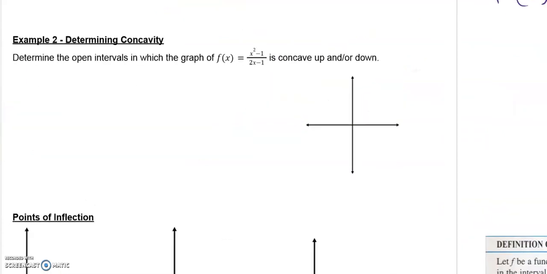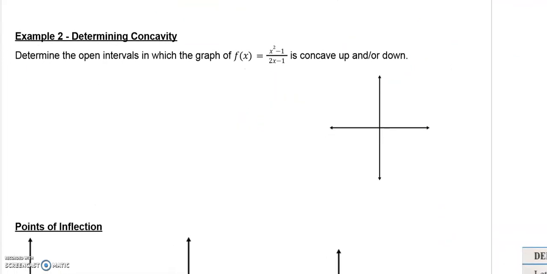Let's look at this one, strictly looking at the graph. Because if you find the second derivative of this, it's kind of a beast. The first derivative doesn't look that bad, but the second derivative is kind of a beast. So let's go ahead and just graph this on your graphing calculator and sketch it right here. Pause the video, graph this, sketch it, and then come back.